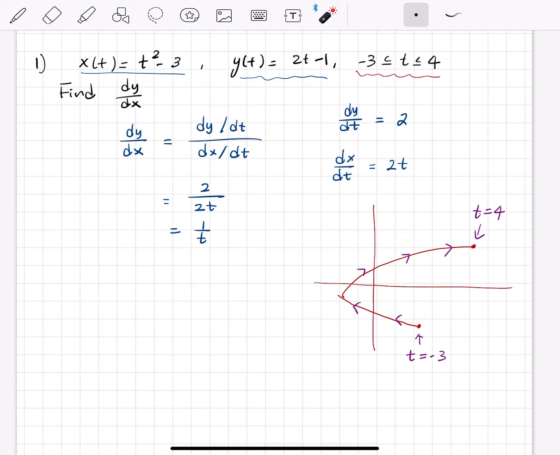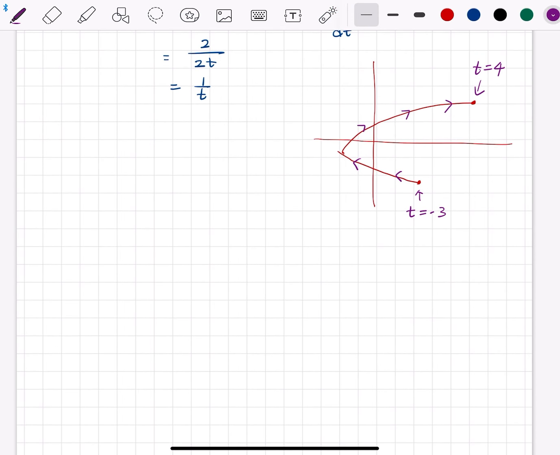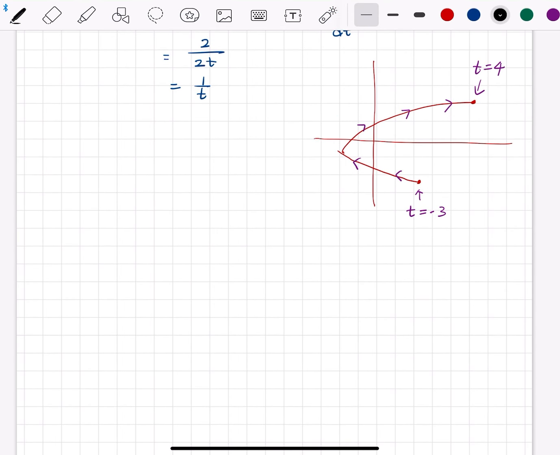Some other type of question we can ask, since we're talking about the derivative, is the tangent line. So I have parametric equations: x of t is equal to t squared minus 3, y of t is equal to 2t minus 1, which is the same graph we have, t is from negative 3 to 4. And I want to find the equation of the tangent line.